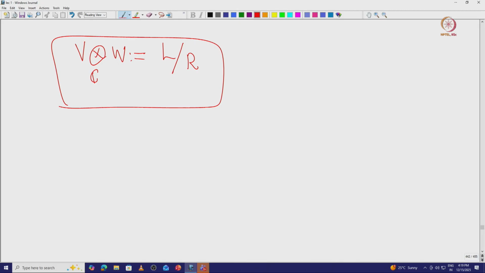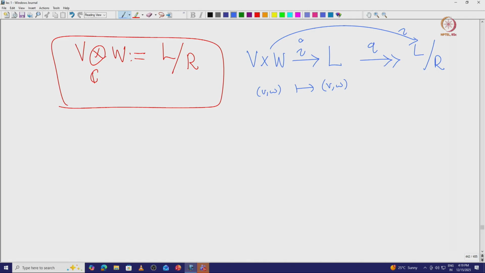So we can directly check that we have the universal property. Note that we have a natural inclusion from V cross W to the free vector space L, because this is indeed spanned by V cross W. So the map (V, W) mapping to (V, W) in the basis is going to give us inclusion, and we have this natural quotient map which goes from L to L modulo R. So the composition is the iota, the natural map.